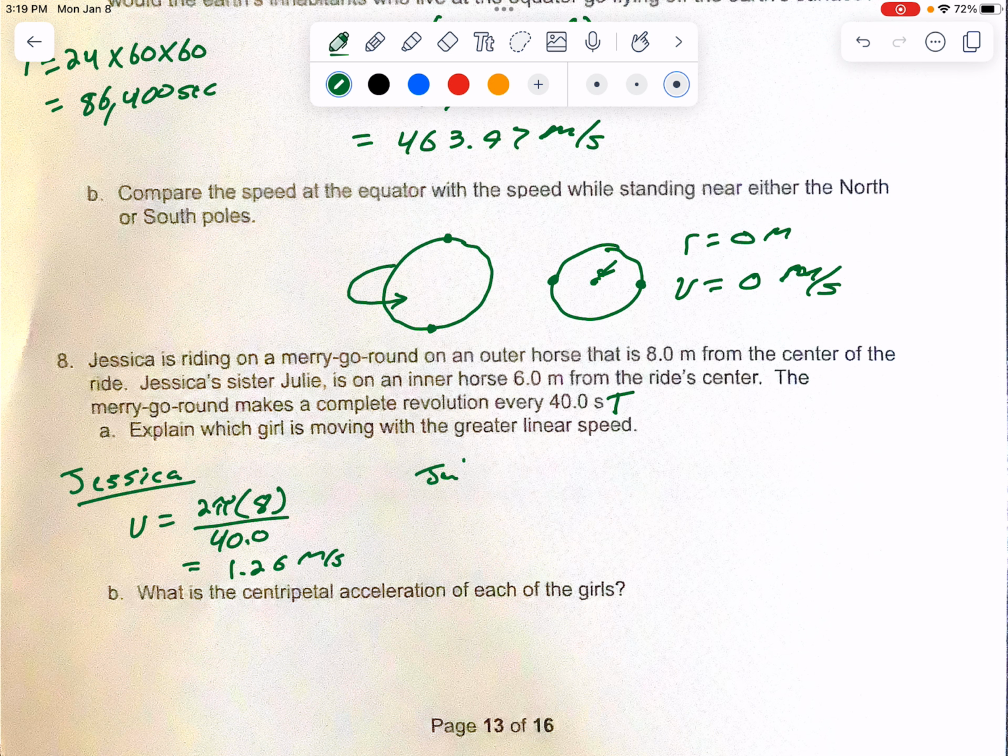Now, Julie, we're going to do hers. Velocity would be 2 pi. Her radius is 6 meters. And the time is 40 seconds. So we're going to get a velocity of 0.94 meters per second.